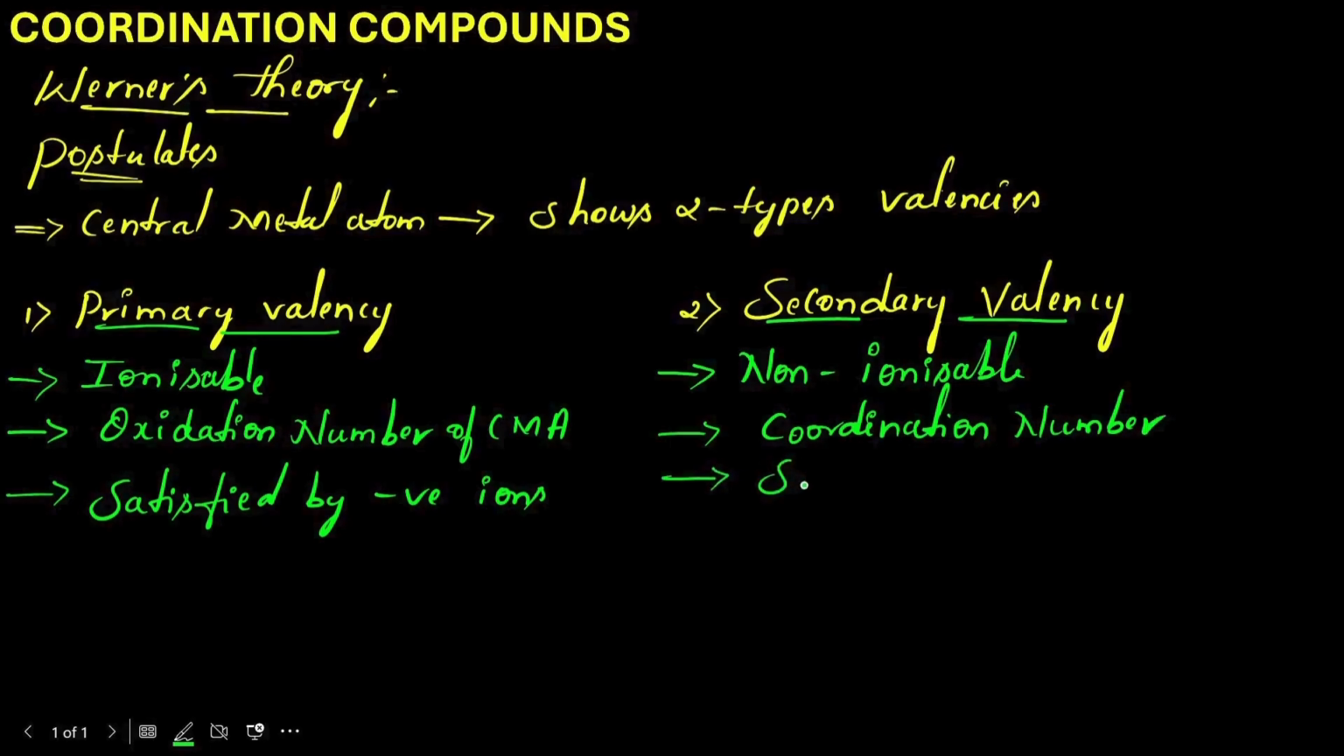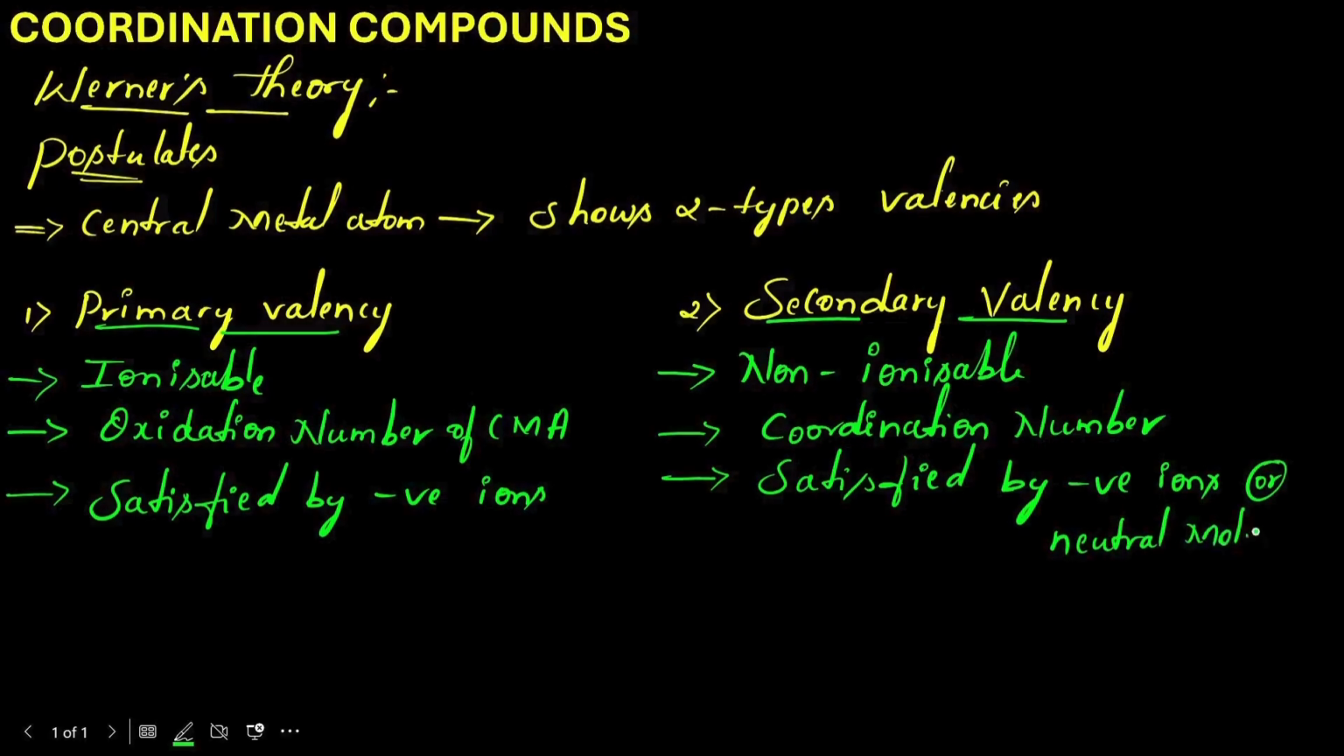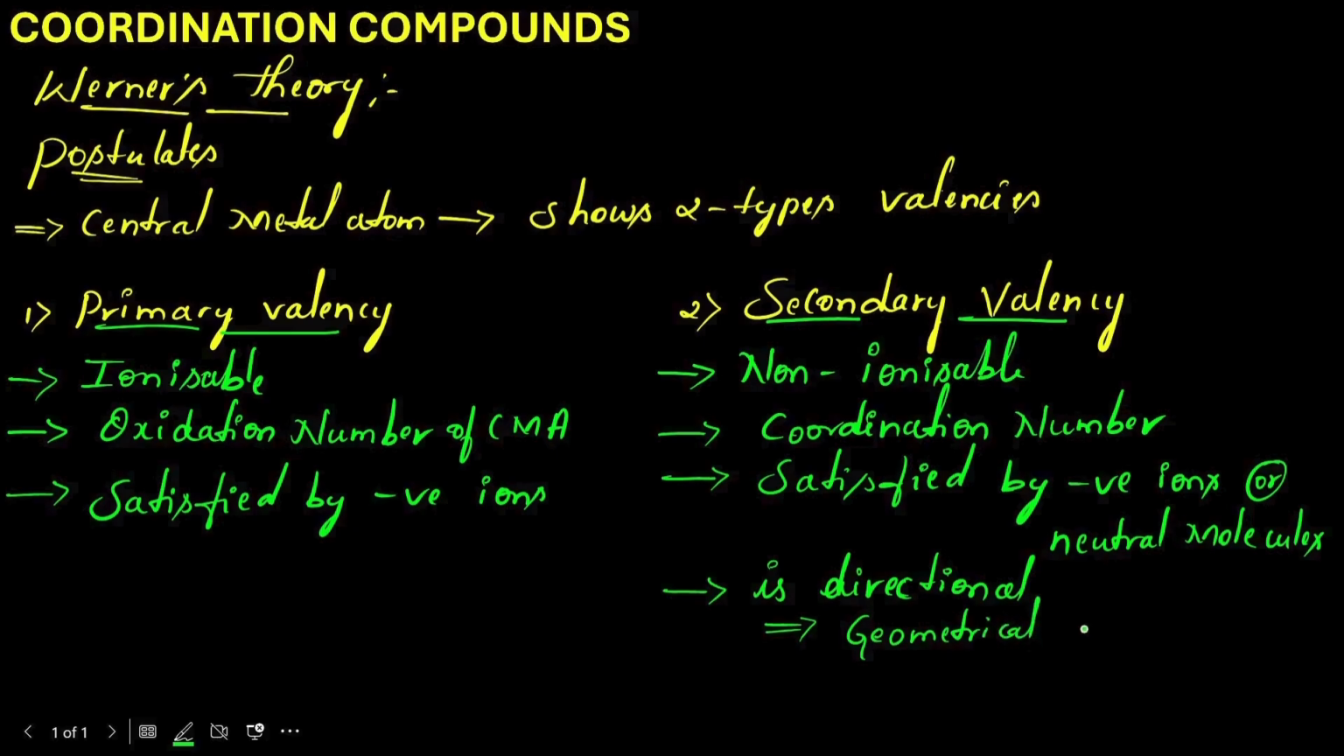Secondary valencies are satisfied by negative ions or neutral molecules, and secondary valency is directional. This results in the definite geometrical shape of coordination compounds.